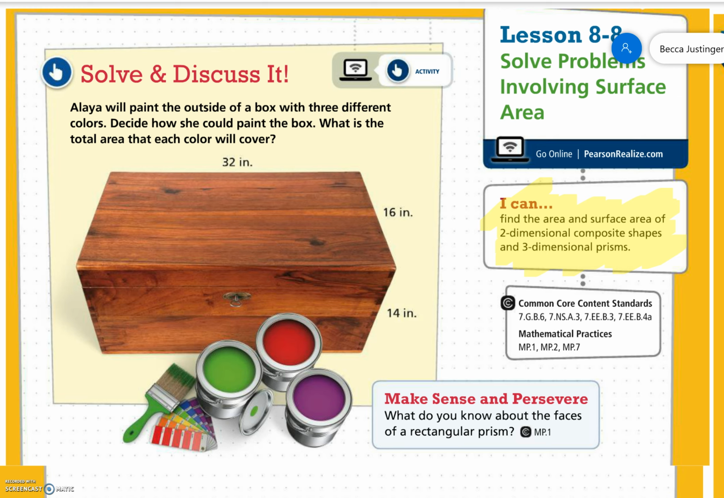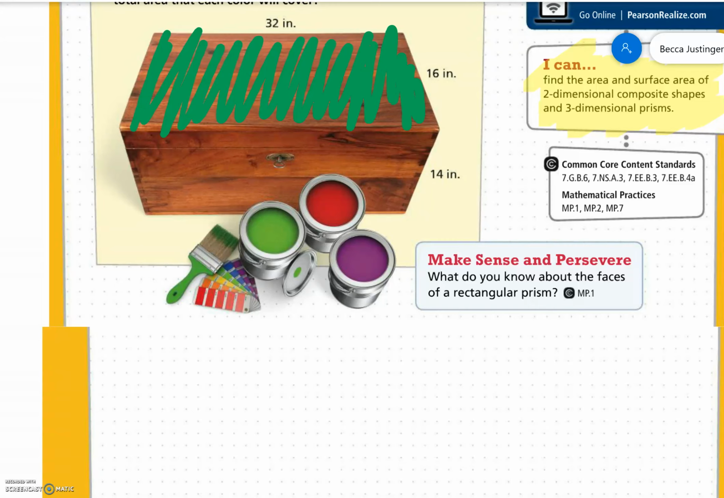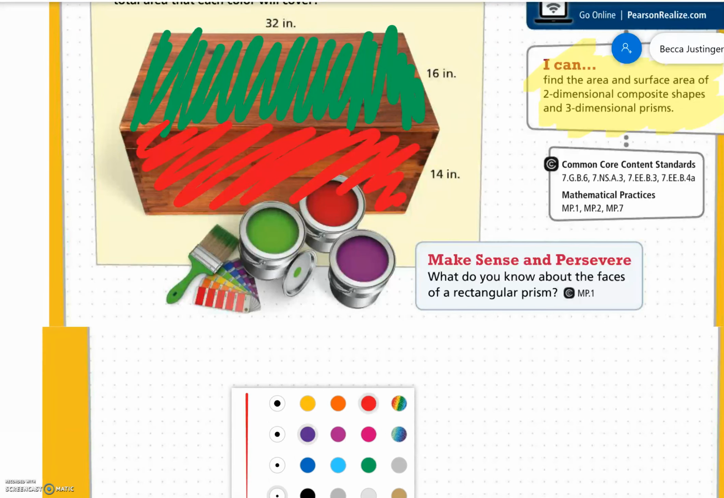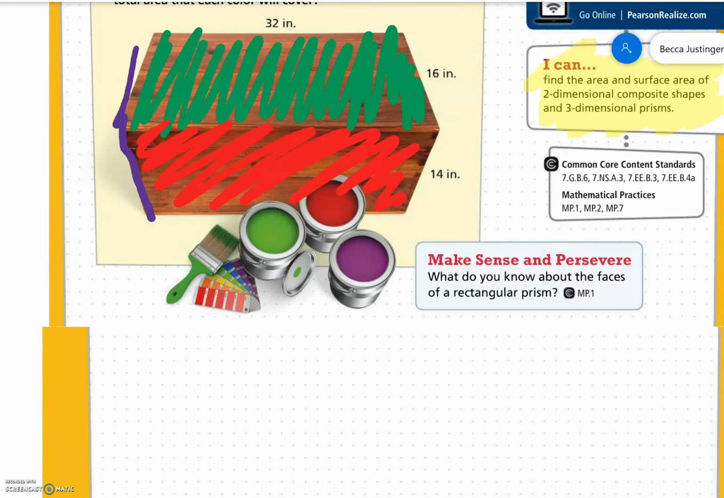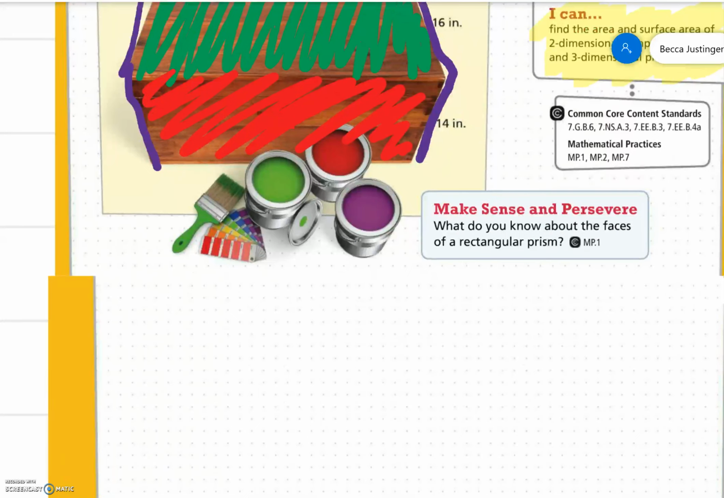Alea will paint the outside of a box with 3 different colors. Decide how she could paint the box. What is the total area that each color will cover? So there's multiple different options. We could paint the top green and the bottom green. We could paint the front red and the back red, and then maybe paint the sides purple. Then it says, what is the total area each color will cover?